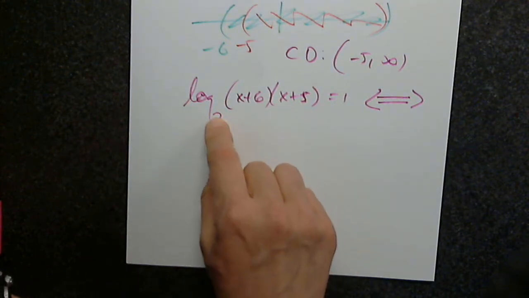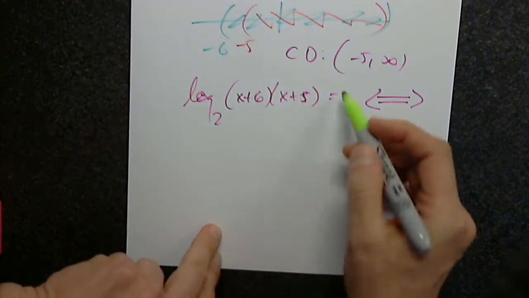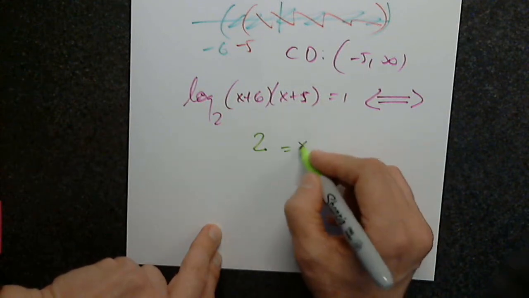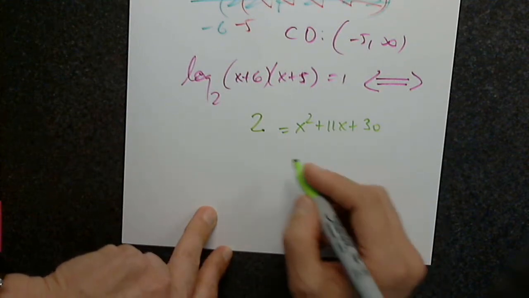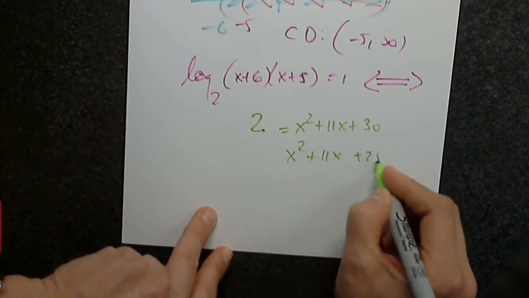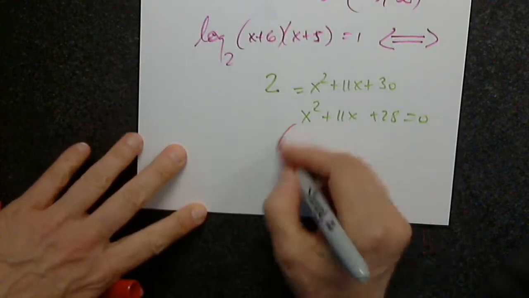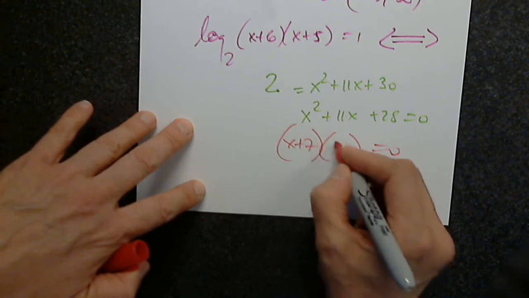We always start with the base and we go counterclockwise. So 2 to the first power equals this, but I will multiply it. I will FOIL it. So this is x squared plus 11x plus 30. It's quadratic. I subtract 2 from both sides, and now you can do whatever you want. If you can factor quickly, factor. If not, quadratic formula. It happens that this is easy to factor, not too difficult. Excellent. X plus 7, x plus 4.